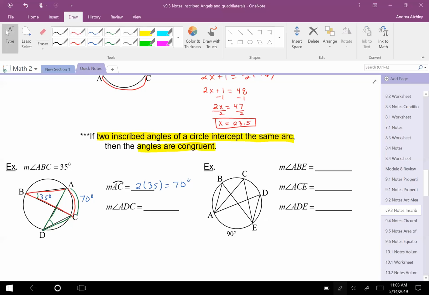Okay, so what does the measure of this angle equal then? ADC is 35. Okay, go on to the next one.